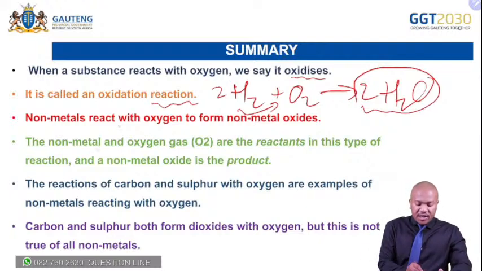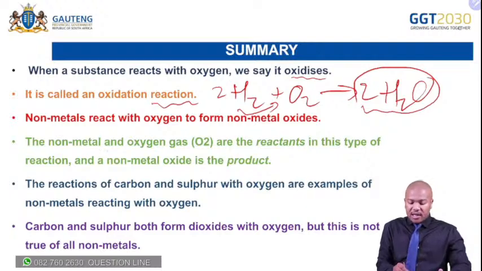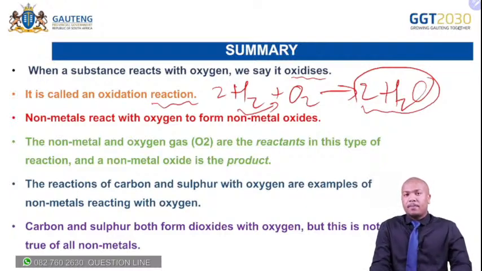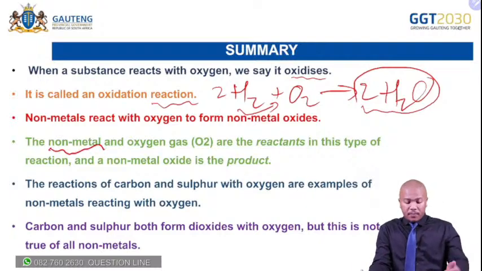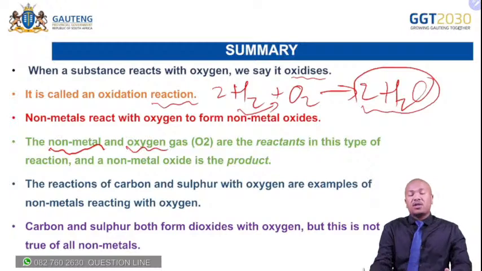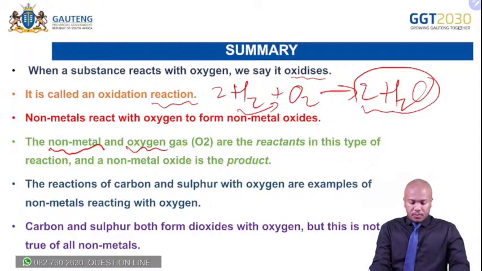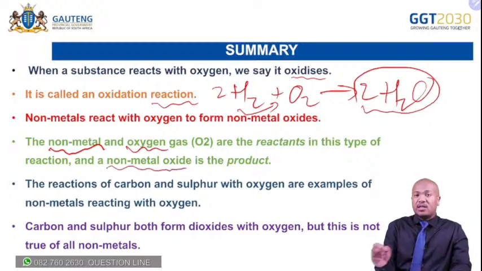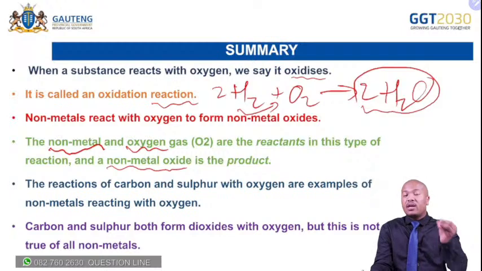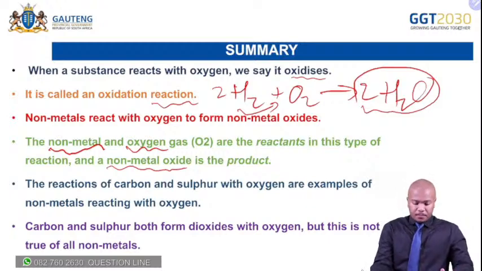We said that the nonmetal and oxygen gas are the reactants of this type of reaction, and the nonmetal oxide is the product. So for your reactions, you have a nonmetal, which can be carbon, and oxygen as your reactants. Then the product that will form is a non-metal oxide. Hence we have carbon dioxide, carbon being the non-metal, oxide coming from the oxygens.